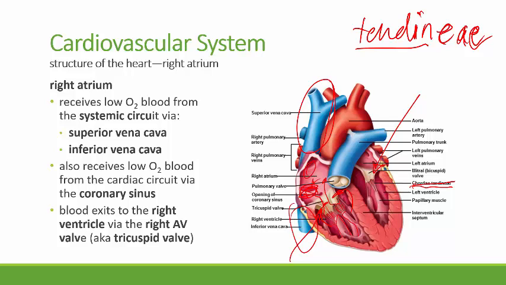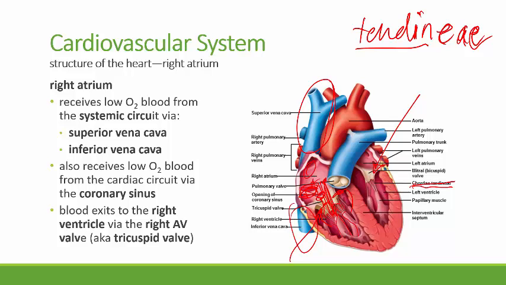And then there's also an opening right here from the coronary sinus. That's the vein on the posterior of the heart, and that's the vein that returns blood from the coronary circulation. And so as the right atrium squeezes, it pushes blood downward through the right atrioventricular valve, also called the tricuspid valve, because it has three flaps or teeth to it, hence the name tricuspid.